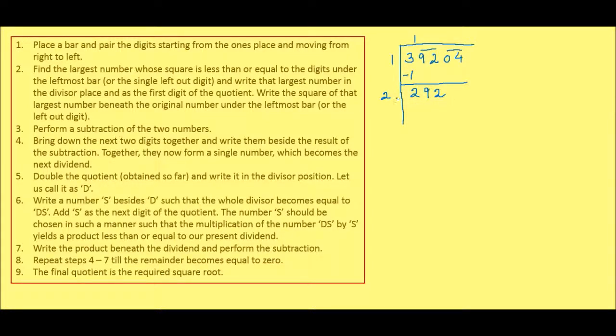So we have to get a number. 2 followed by that number will be our divisor, and that divisor, when multiplied with this number, that is S, will give us a product which will be equal to or less than 292. So let us take a rough column.